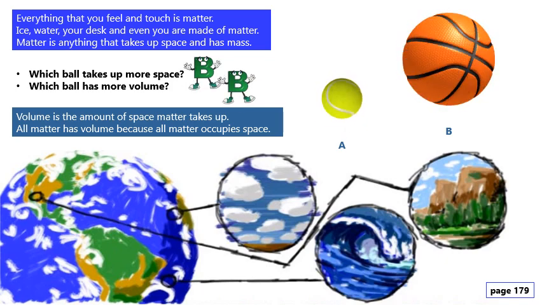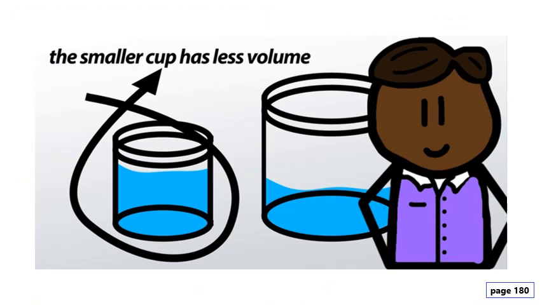Clear till now? Do these 2 cups have the same volume? Are they using the same space? No, they are not, since one of them, which is this one, takes up a larger or a bigger space. So the smaller cup has less volume since it takes up less space.